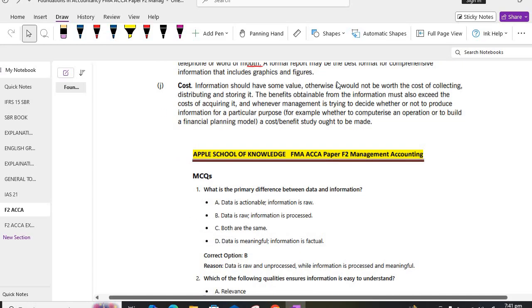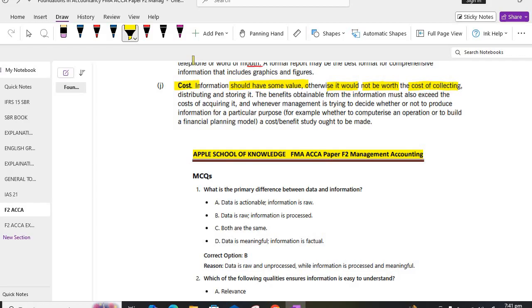Then about cost, we have discussed that information should have some value, otherwise it would not be worth the cost of collecting it. So it's simply saying that the value must justify the expenses. Whatever you are spending should justify the value you are getting. For example, when you use a cost effective survey tool to collect customer feedback. What does it mean by cost effective? It means that when you are getting the feedback, that should be worth more than you are spending.